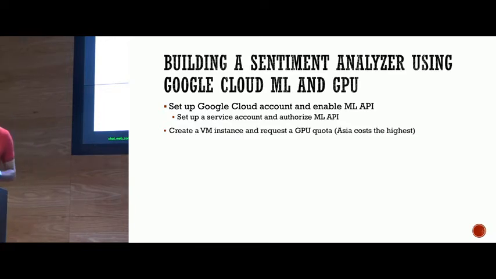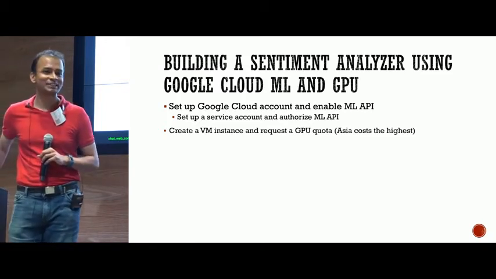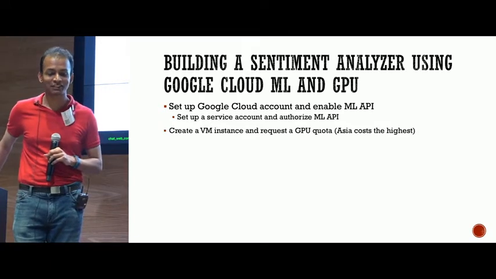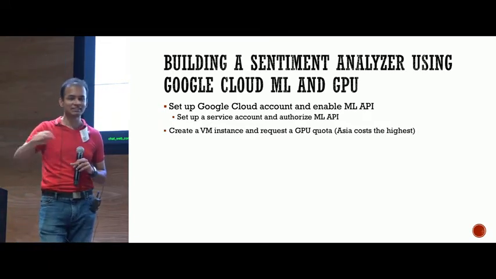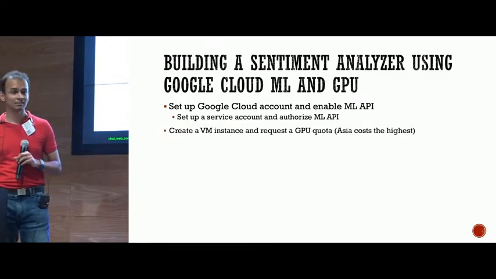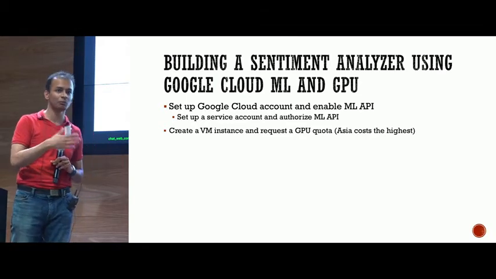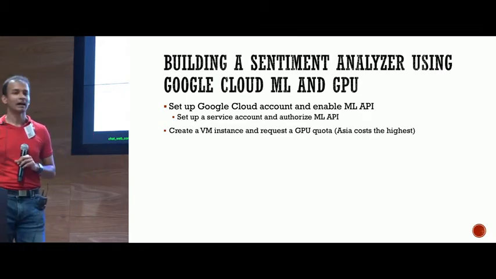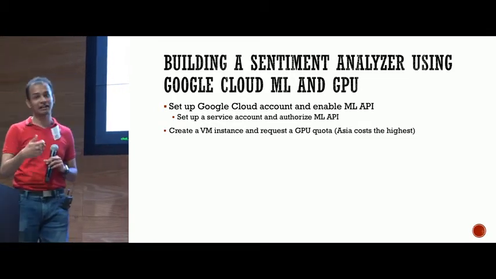One point to note is that currently Asia costs the highest. I think it makes sense to use the ML infrastructure in the US, but the quota generally gets exceeded because everyone is using the US cloud GPU, so you might exhaust your quota very soon. I chose Asia because I wanted to have access anytime and every time.